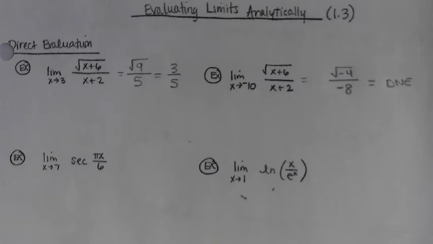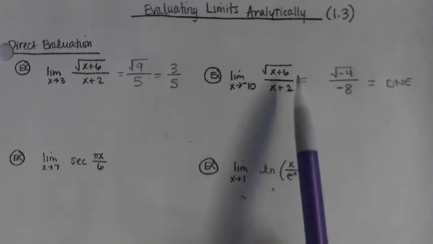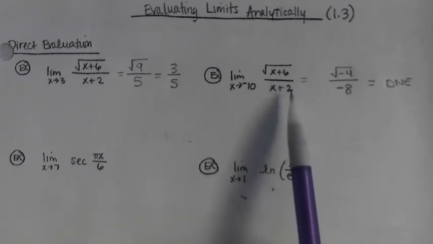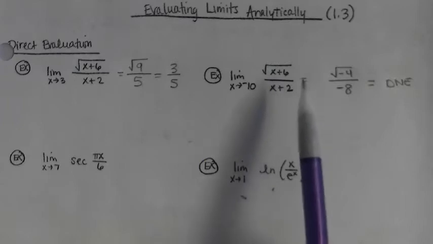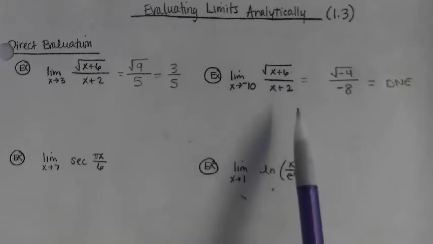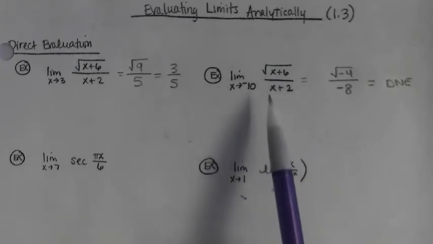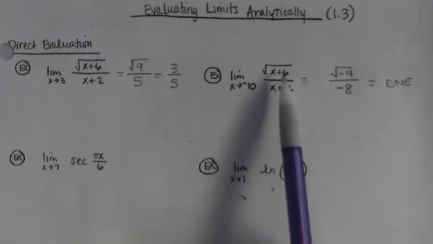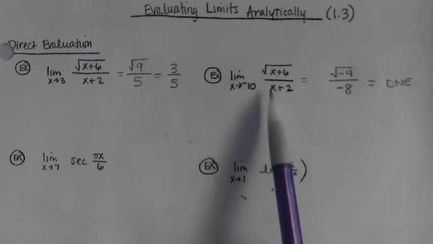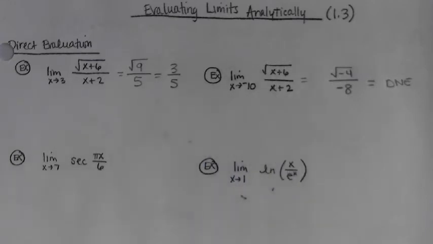If you wanted to plug in points to check it, you could plug in -1, which would give you a positive over a positive. So coming from the right, it would be going towards positive infinity. To the left of -2, if you plugged in -3, you're going to get a positive over a negative, which would mean negative infinity. Okay?